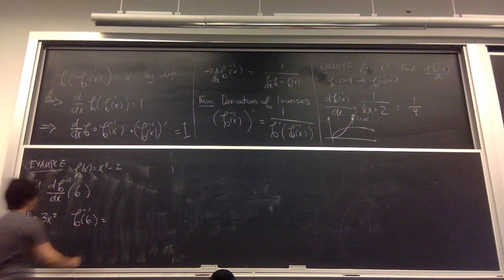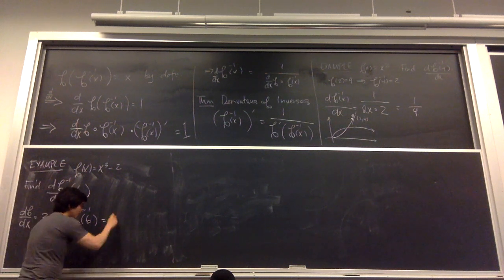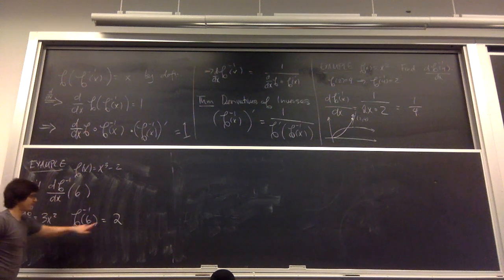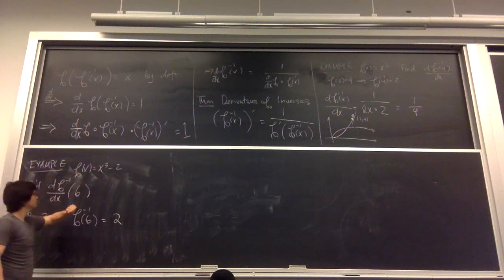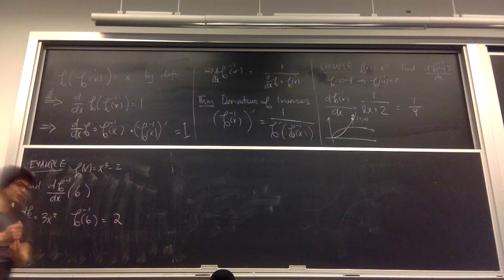Okay, we didn't have to go too far, so what's this? 2. Right, f inverse of 6 is 2, because f of 2 is 6. Oh my god. This is why I shouldn't have taught today.